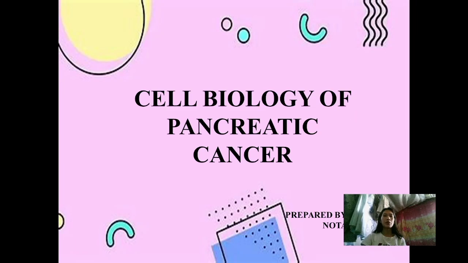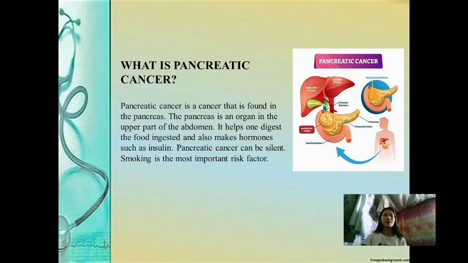So today, I am going to discuss the cell biology of pancreatic cancer. So what is pancreatic cancer, by the way? Pancreatic cancer is a cancer that is found in the pancreas. The pancreas is an organ in the upper part of the abdomen. It helps one digest the food ingested and also makes hormones such as insulin.